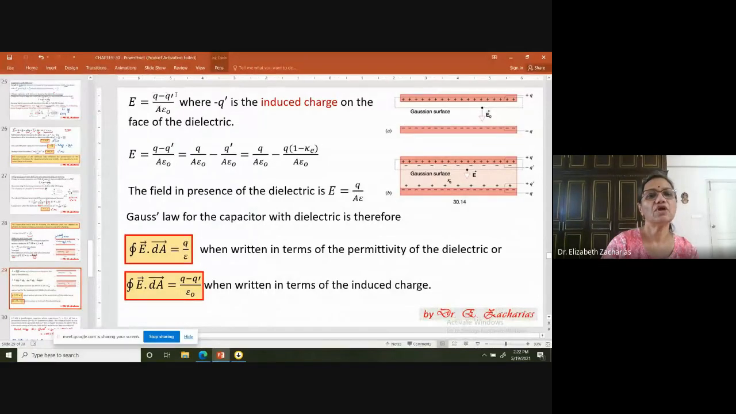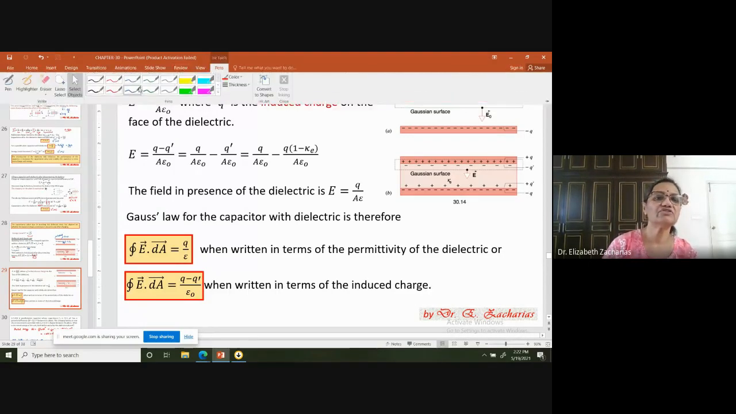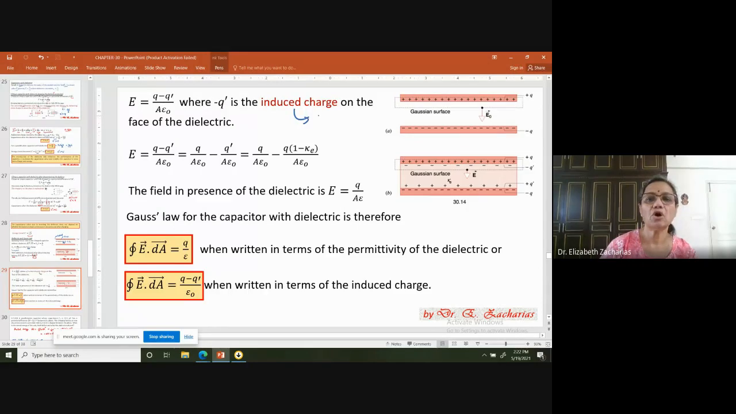Therefore, the electric field will now become, you can just finish it. You'll see it is Q minus Q prime by A epsilon naught. Q prime is called induced charge. It is also called polarization charge. So that's how you calculate the electric field.